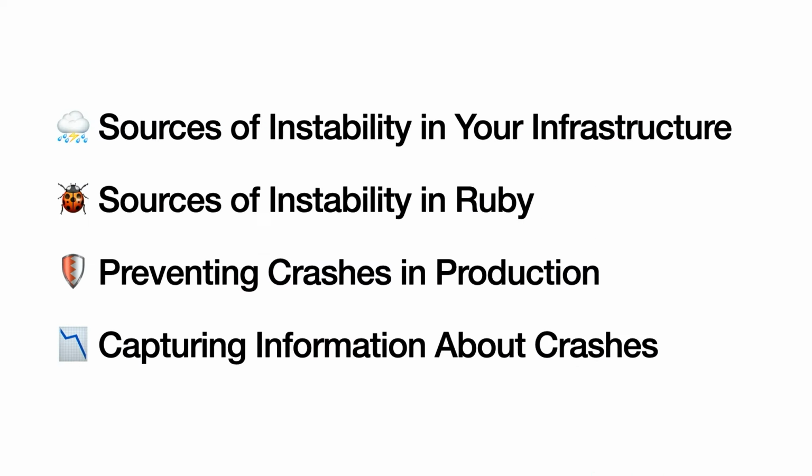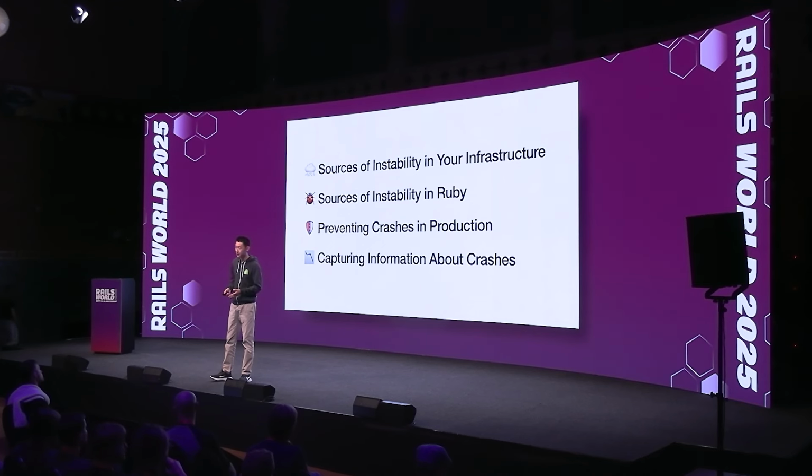So today, I've covered quite a few topics, including why stability of Ruby is important, some sources of instability in Ruby, how we can catch bugs in Ruby and in native gems before they reach your production systems, and finally, how to debug core dumps that you've captured from production.